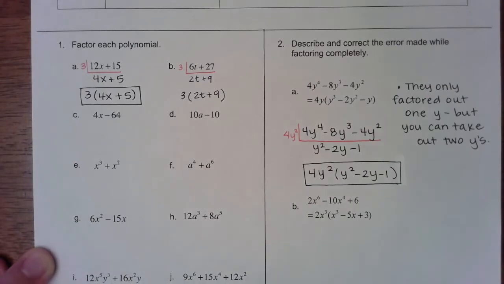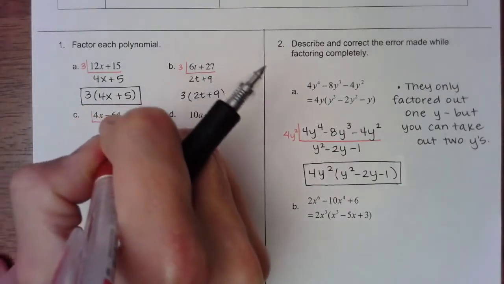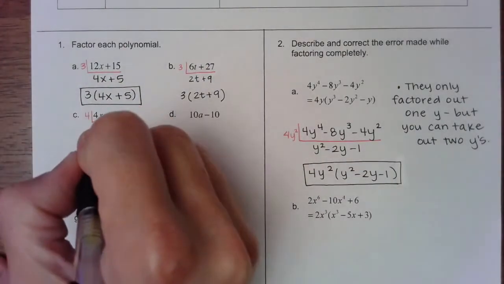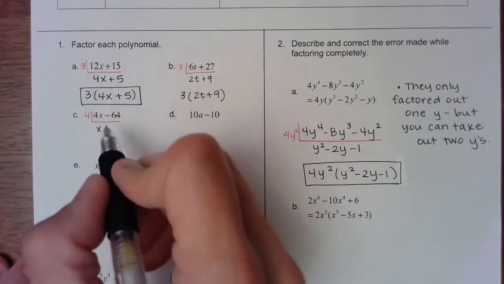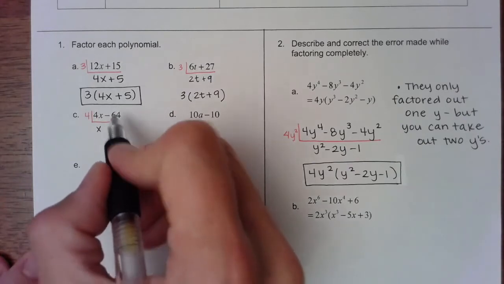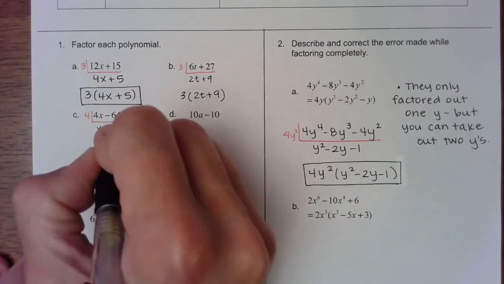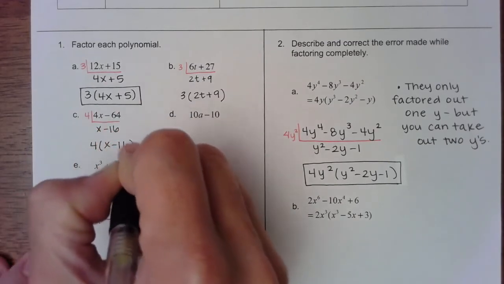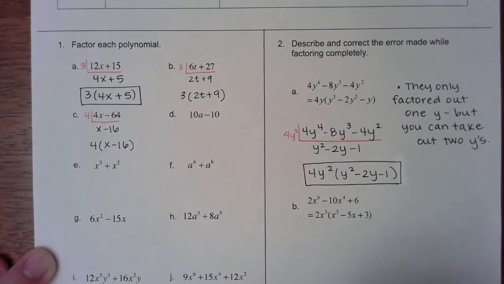And then we'll just continue through the page. Remember, you have to take out the biggest thing that you can take out. On this one, I can divide both of them by 4. 4 divided by 4 would give me 1, so I would just have an x left over here. And then 64 divided by 4 would give me 16. So my answer for this one would be a 4 in front, and then x minus 16 left over.